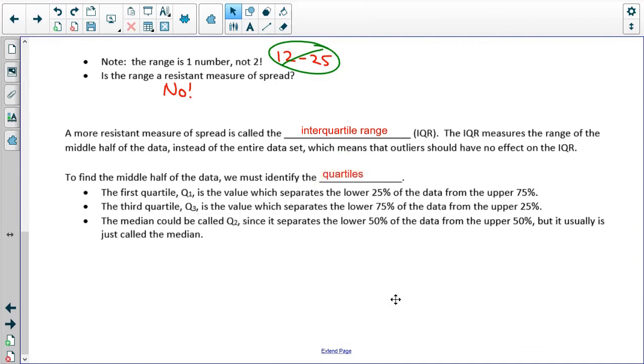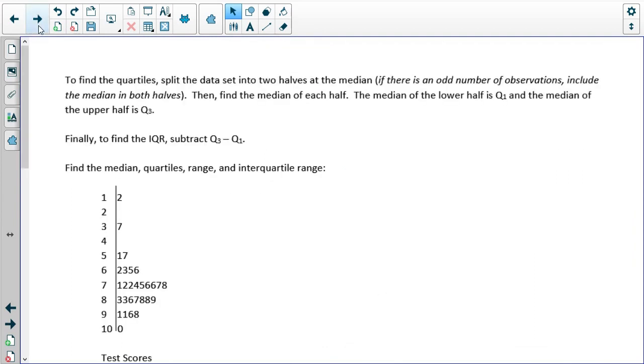So we have to identify quartiles in order to do an interquartile range. The first quartile, which we call Q1, is at the 25th percentile. The third quartile is at the 75th percentile. And then the median, which we could also call Q2, cuts the data in half. Okay. So to find the quartiles, we split the data in half, and then we split the data in half again.